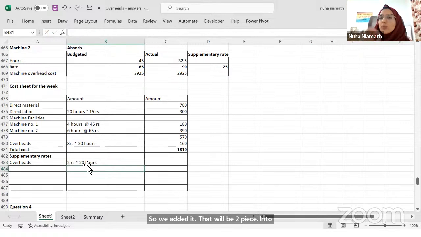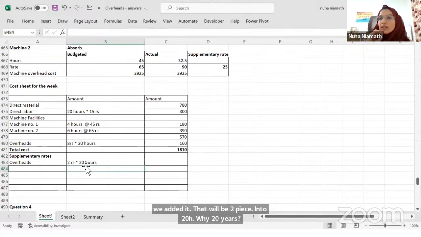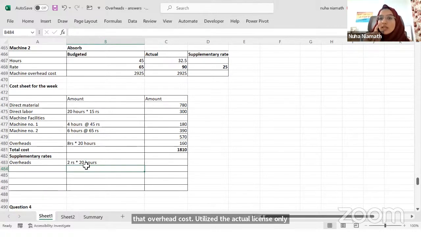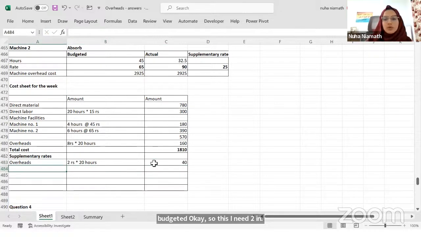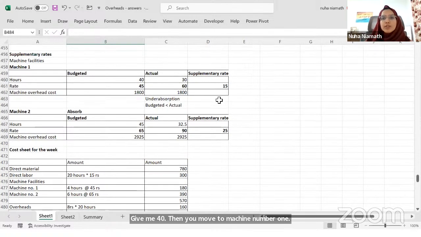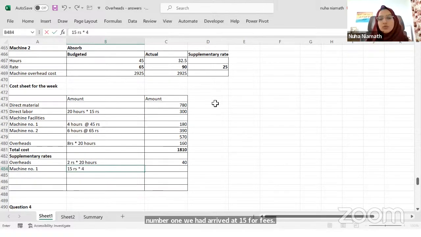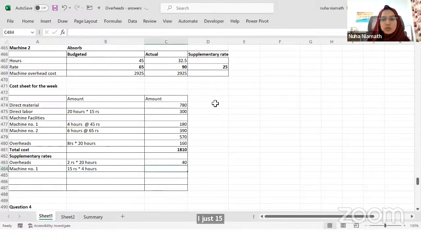Why 20 hours? Because 20 hours is the actual hours that the overhead cost utilized. The actual hours is what we always use; it's only the rate that is budgeted. So this will be 2 into 20, which gives me 40. Then we go to machine number 1. For machine number 1, we had arrived at 15 rupees. That is 15 rupees into 4 hours, because 4 hours is what was actually worked, given in the question. 15 into 4. And machine number 2.